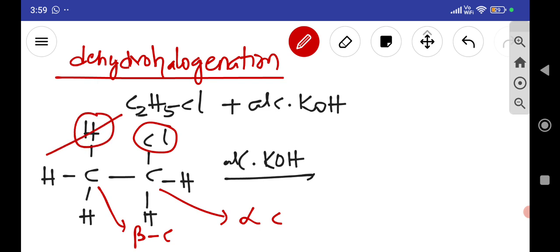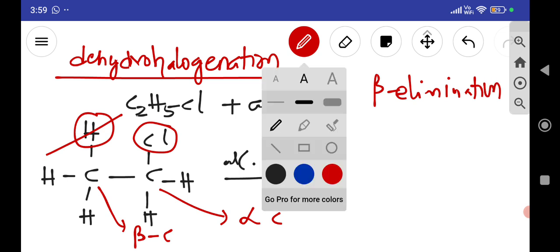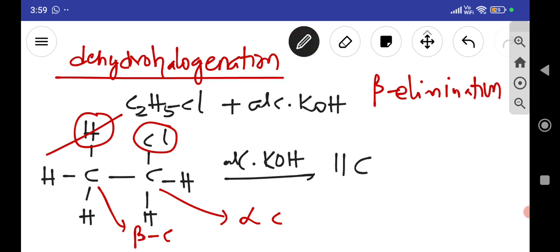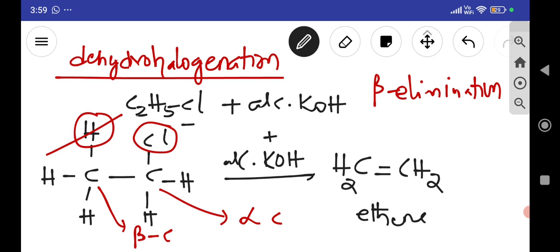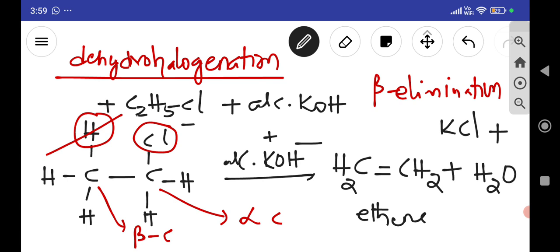As usual, you know the reaction can also be called beta elimination, that means hydrogen is removed from the beta position. So after removing, what you are going to get is CH2 double bond CH2, which is known as ethene. So you get your product. Now the other byproduct, according to the textbook, K plus and Cl minus will give you KCl, and OH minus and H plus will give you water. So you are also going to get KCl as well as H2O. So this is about the preparation of alkenes.